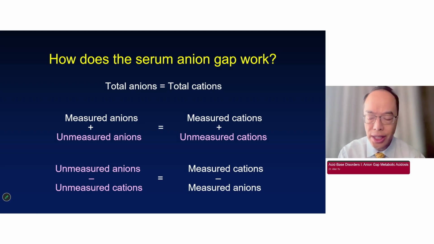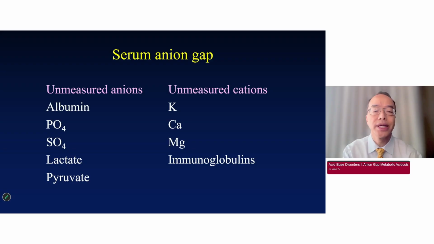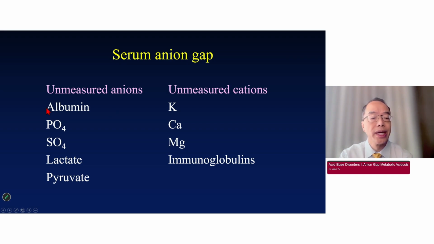So what are these unmeasured anions and cations? Here they are listed here. And probably the major unmeasured anion is albumin. We don't normally think of albumin as an anion. It's a protein, but it's a protein that has net negative charge on it, and actually quite a lot of net negative charge. So it's probably the predominant cause of the anion gap. Obviously, phosphate and sulfate, lactate and pyruvate. Under normal conditions, the concentrations of these don't vary very much.